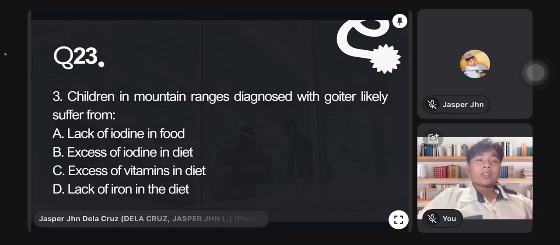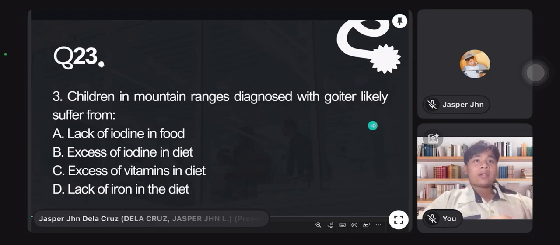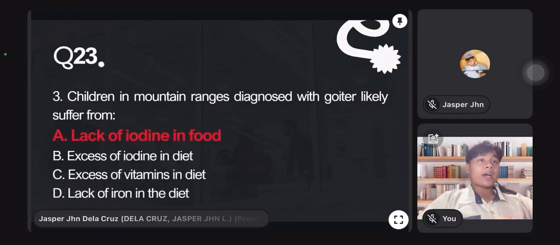Children in mountain ranges diagnosed with goiter likely suffer from letter A, lack of iodine in food. Letter B, excess of iodine in diet. Letter C, excess of vitamins in diet. And letter D, lack of iron in the diet. The correct answer here is letter A, lack of iodine in food.